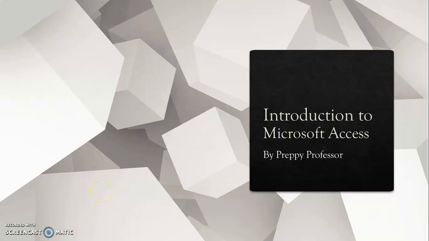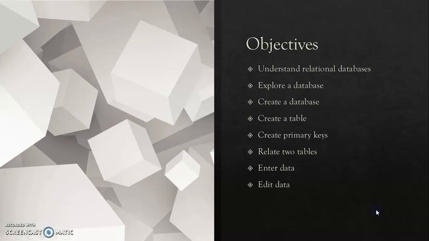This video is going to take you through an introduction to using Microsoft Access. Some of the objectives of this video will be: first, understand what a relational database is. We're going to explore a database, walk you through how to create a database. This demonstration is only going to look at how you create a table within a database, the importance of primary keys when you create a table, how to relate two tables together, and then just an overview of how to enter as well as edit data within a database.